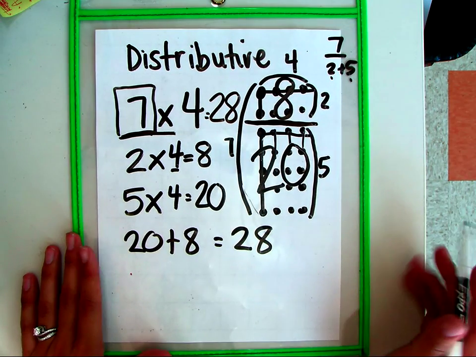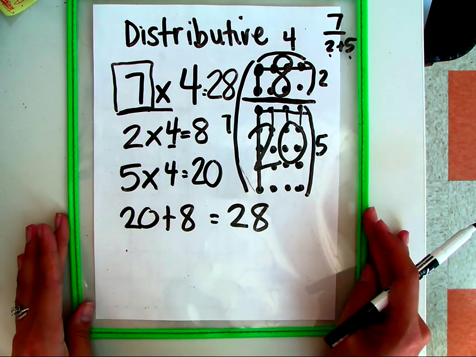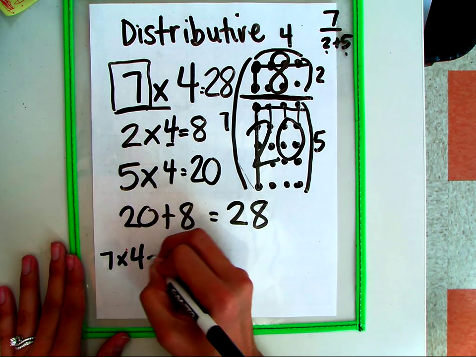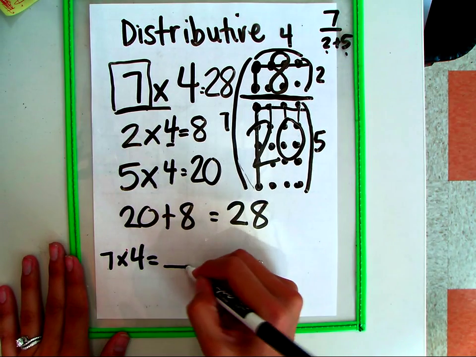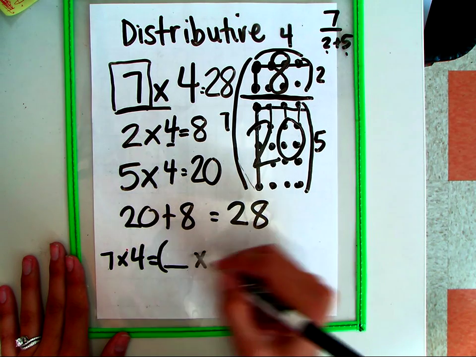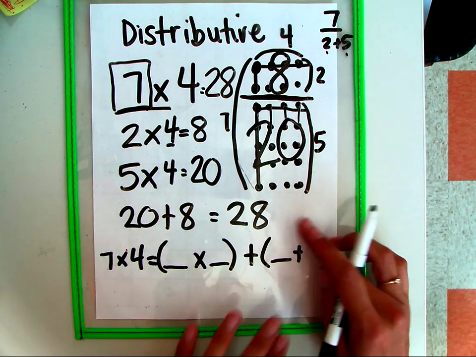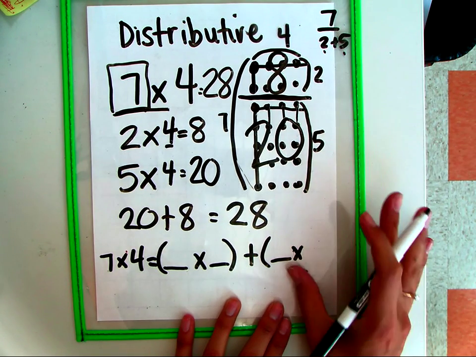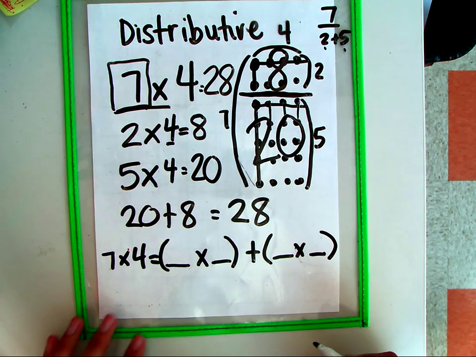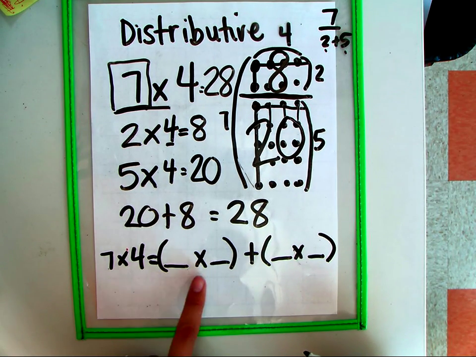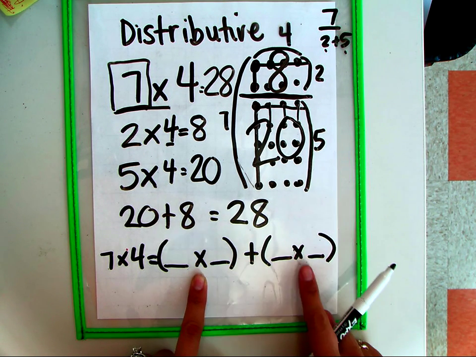The way that your students see this in their workbook or on a lot of their homeworks is 7 times 4 is equal, and they have 2 facts with parentheses plus another fact with parentheses. This is the same thing as right here. 7 times 4 is equal to 1 part plus another part.